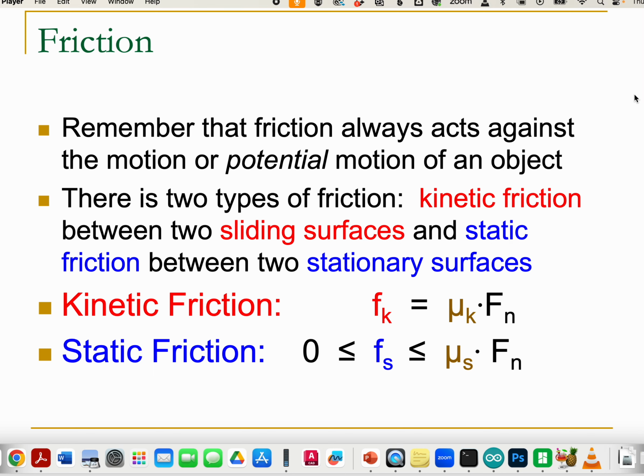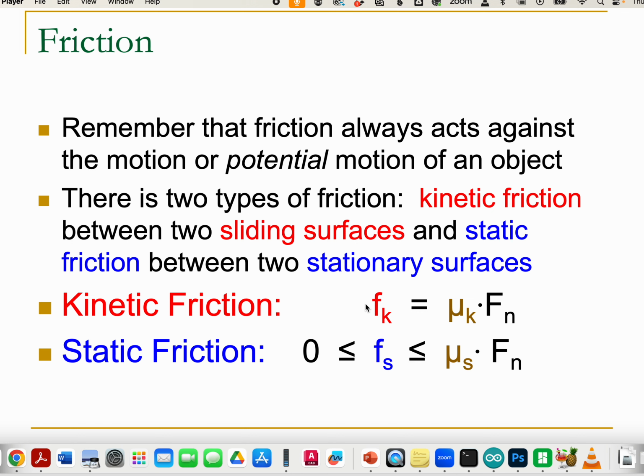So we're moving into friction. And remember again that friction always acts against the motion or potential motion of an object. And there's two types of friction. We introduced this at the beginning of the unit, but I'll just remind you of it. Kinetic friction is between two sliding surfaces, and static friction is between two stationary surfaces.